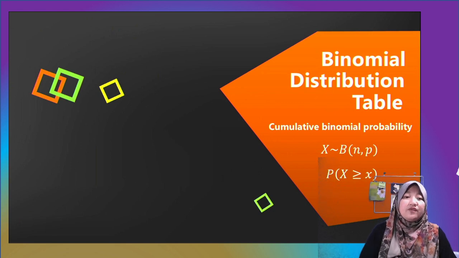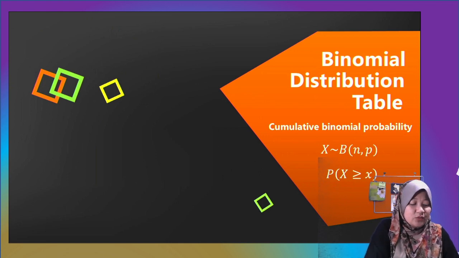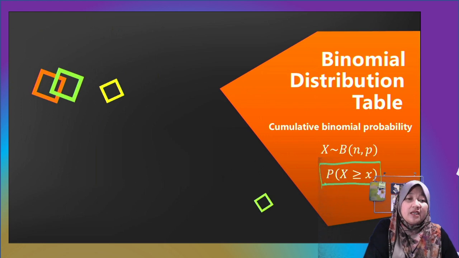So, second way to find the binomial distribution, we can use binomial distribution table. So, kita ingat binomial distribution is cumulative binomial probability. So, area for binomial distribution is greater than or equal to. Remember this one. To use the binomial distribution table, kita mesti menggunakan formula x greater than or equal to. Mesti guna formula macam ni bila kita nak guna table.